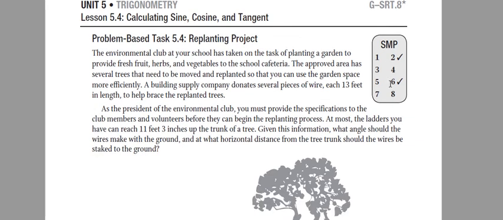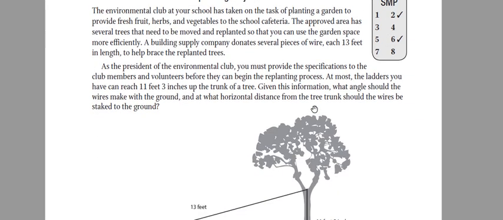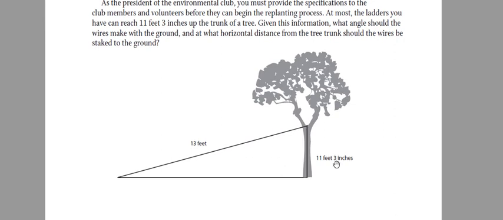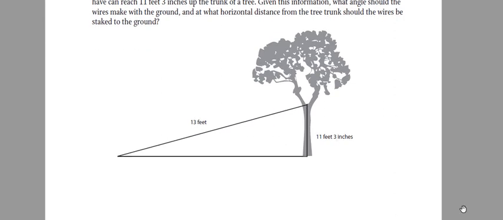All right, so in this question, this whole word problem, basically, if you read it, it is just creating that image for you, and it is asking you for some information here. So it's asking you for two things. One of the things it is asking you for is what this angle should be here with the ground. The next thing that it is asking you for is this horizontal distance here.